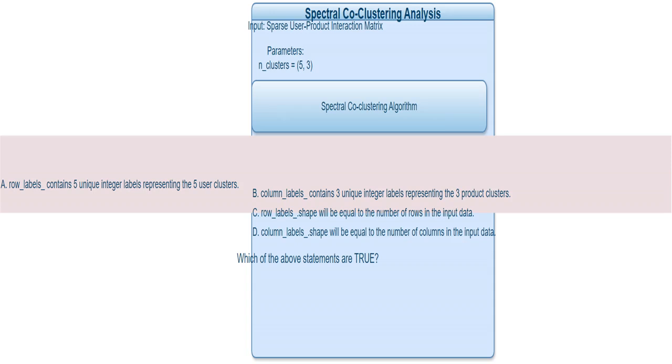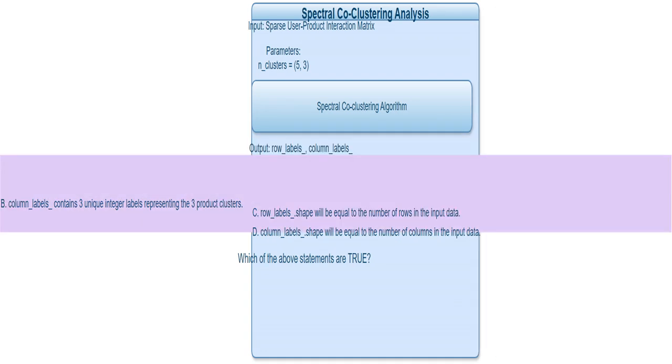This is true, since I specified 5 user clusters, n_clusters equals (5, 3). The row labels array will assign each user to one of 5 unique numerical cluster labels, like 0, 1, 2, 3, and 4. These are labels, not actual cluster descriptions. This is also true. I requested 3 product clusters, so each product gets assigned one of 3 unique numerical labels, e.g., 0, 1, 2, in the column labels array.